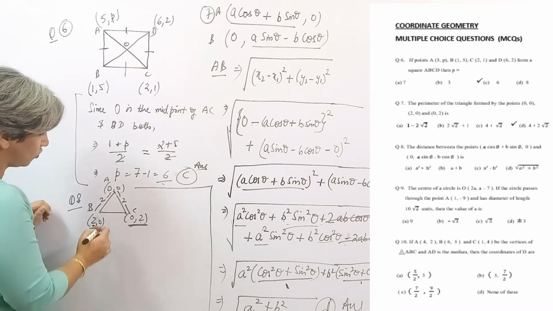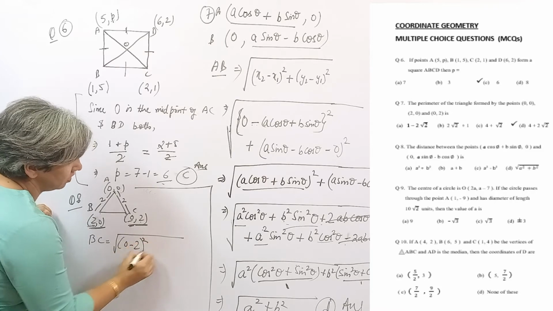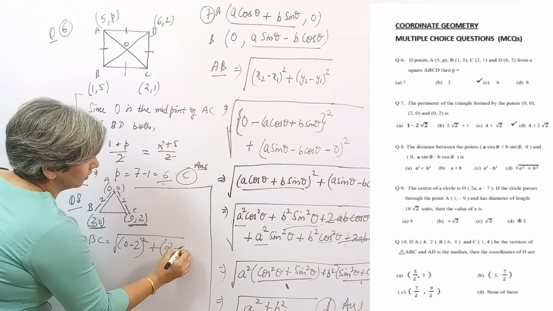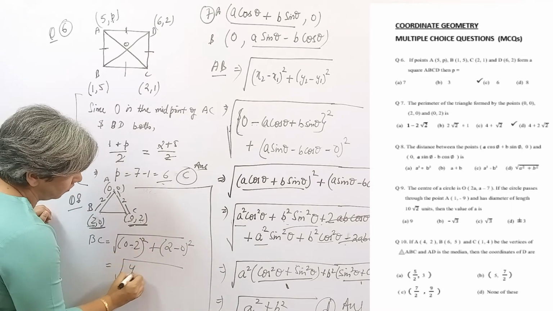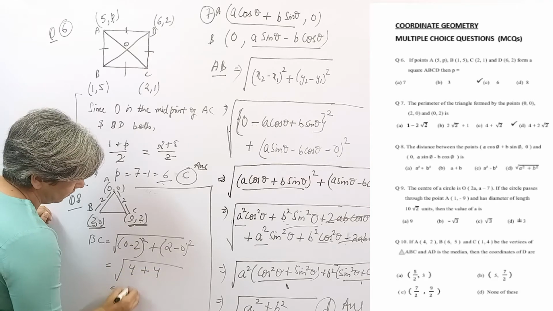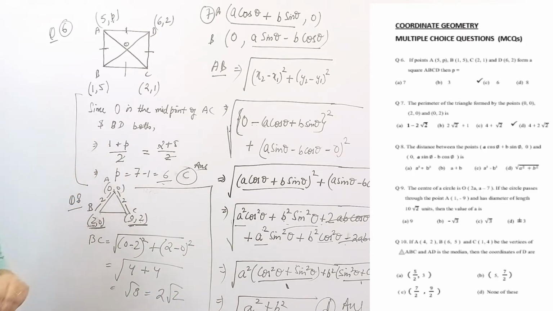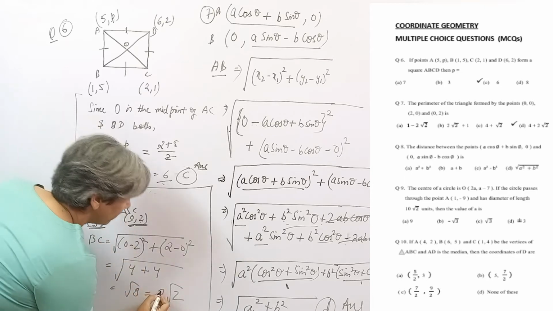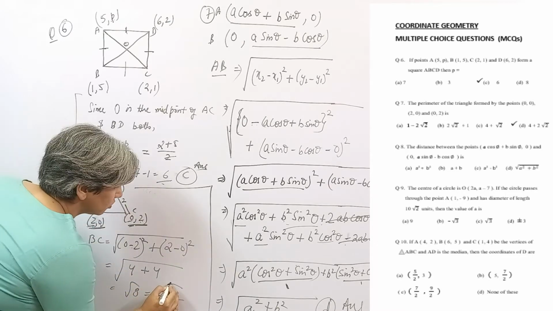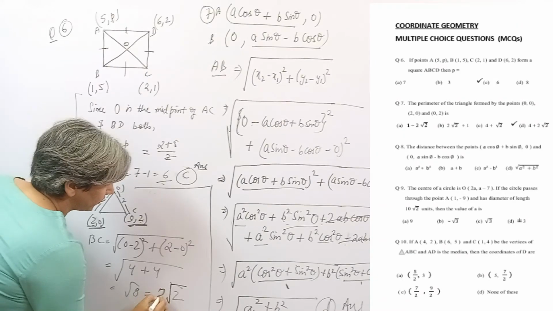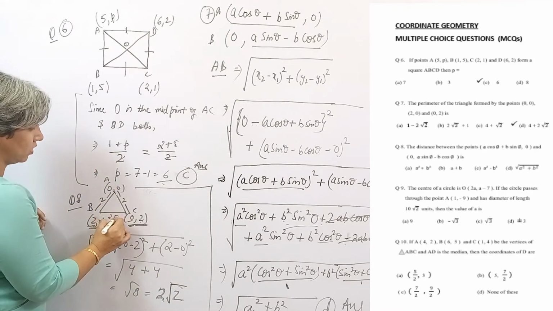x2 minus x1, 0 minus 2 whole square plus y2 minus y1, 2 minus 0 whole square, right? इसको solve कर लीजिए. 4 plus 4 which is under root 8, which is 2 under root 2, right? Just a second, let me quickly change my marker. This is 2 under root 2, right? So now this is 2, this is 2, this is 2 under root 2.